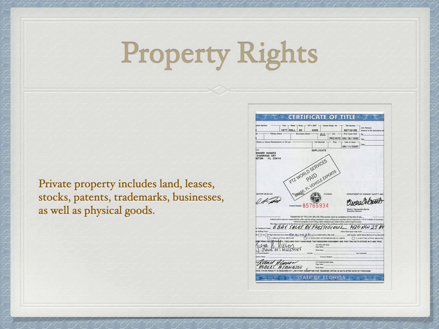Private property includes land, leases, stocks, patents, trademarks, businesses, as well as physical goods. So Tesla is always coming up with new patents. They filed a patent to have a laser be a windshield wiper. They filed a patent to have their semi tires inflate automatically on the fly. They have a patent to have headlights that software controls the light so that they're able to sell those same lights on those same cars in different countries and meet the regulations of different countries.